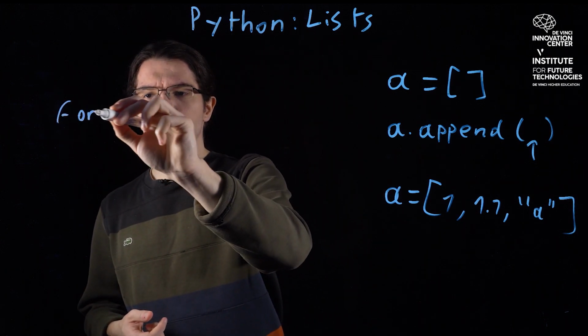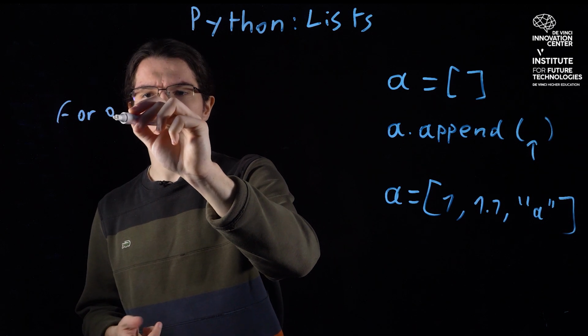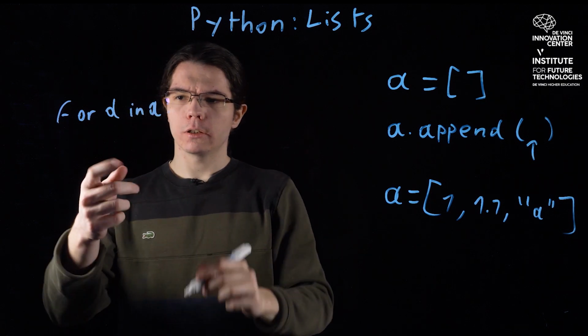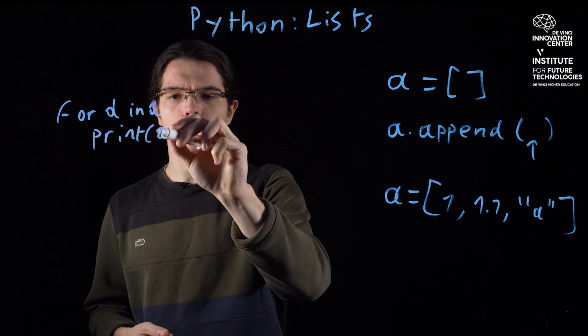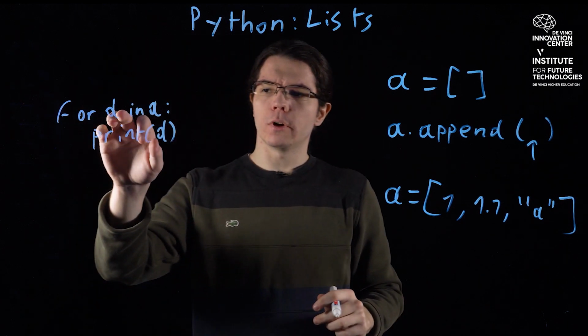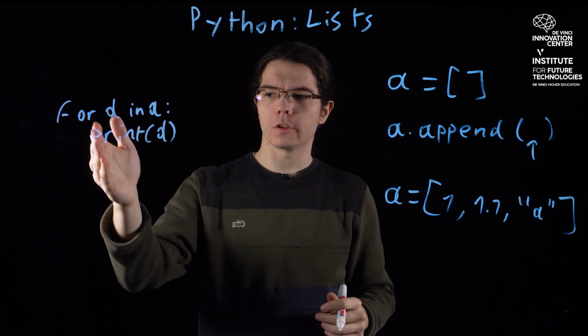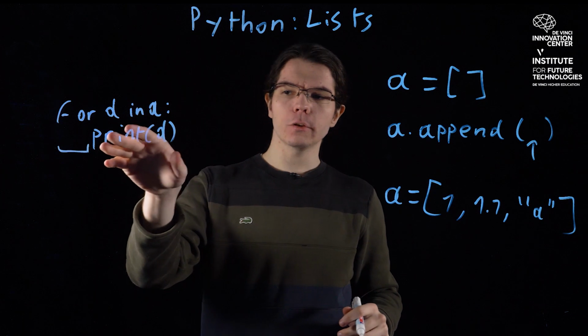So, for example, if you were to write something, let's call it D in A. Now, on the next line, you could print that, print D. Now, for every item D inside the list A, you are going to do something with it, which is indented. You can see there's some sort of spaces here. Now you can do anything with D.